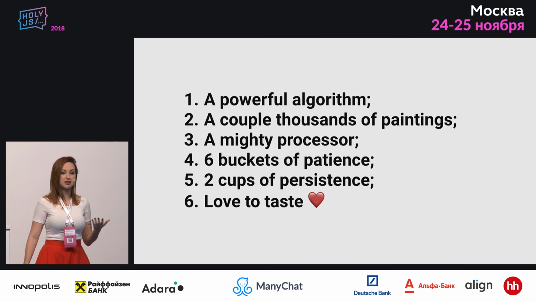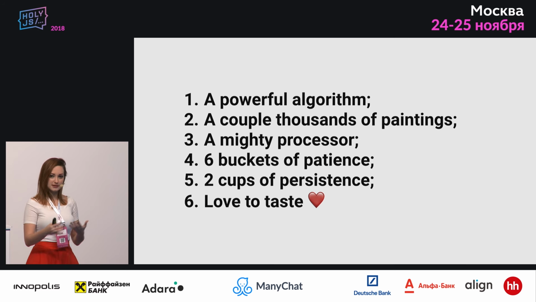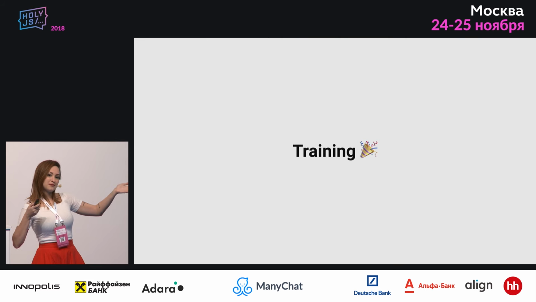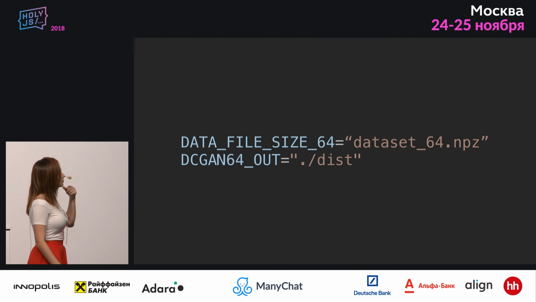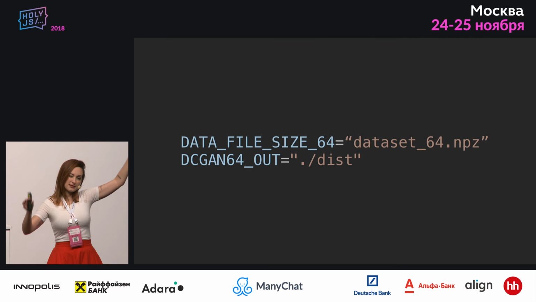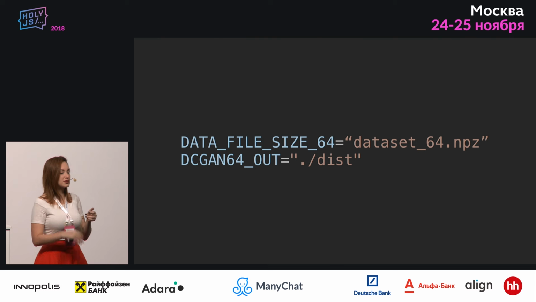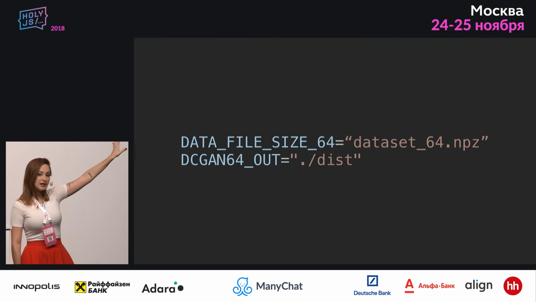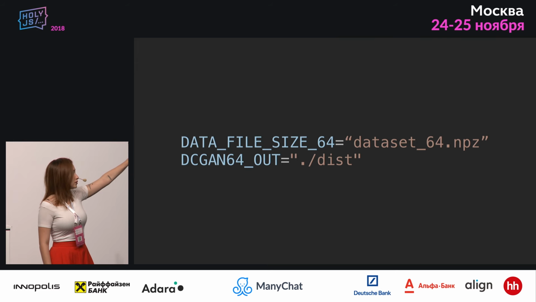That's definitely the most important thing when learning these things. And the training part, which is probably the most fun one. So what you have to do here is just take the data file that you got, that has the 64 pixels image that you just formatted. You have to specify a folder for the output.